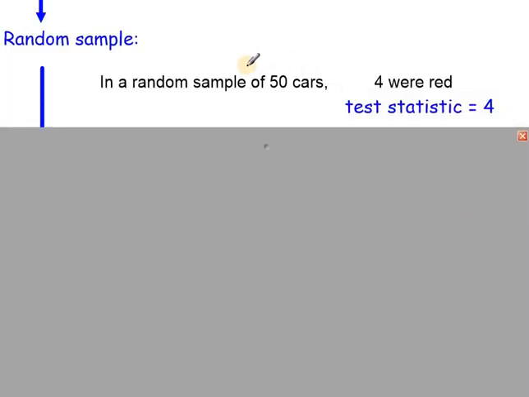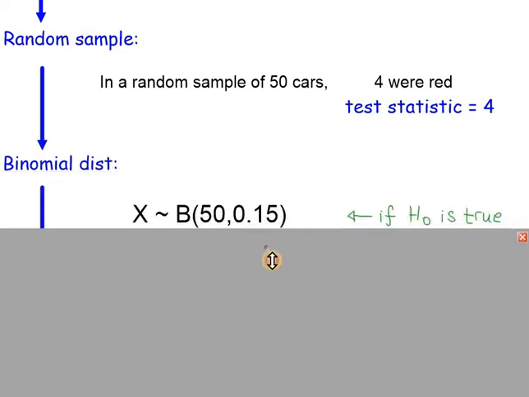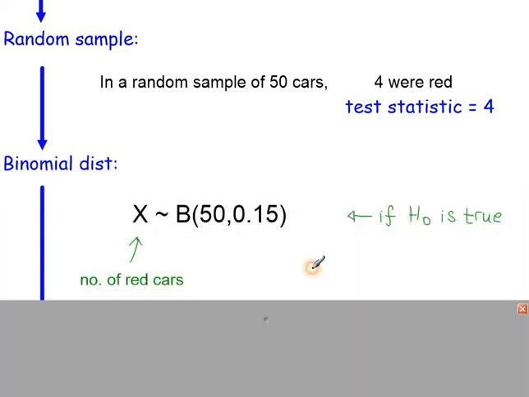We randomly selected 50 new cars and we found that 4 of them were red. This is called the test statistic. TS equals 4. If H0 is true, then out of the 50 cars, this is the proportion that will be red, where X represents the number of red cars in the sample of 50.